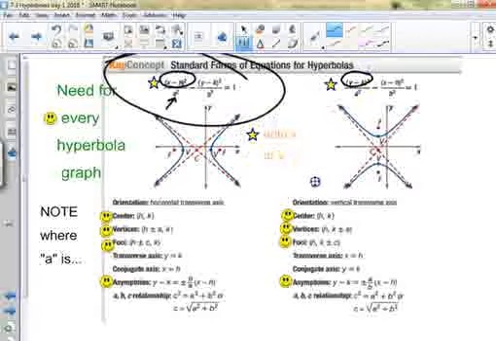What's the difference? When the X is what's positive, it opens left and right. When the Y is what's positive and then it says a minus X quantity back here, then it opens up and down, okay? The thing is, A and B are not determined by size this time. A is always what's underneath the positive term, and it can be smaller than B.